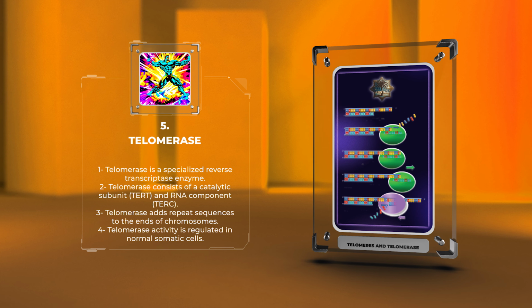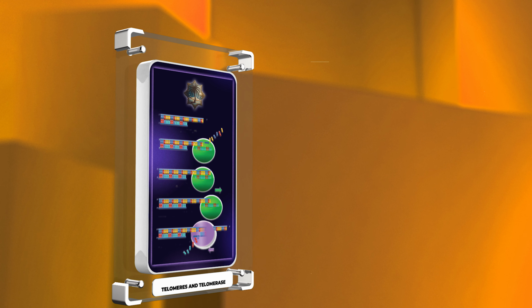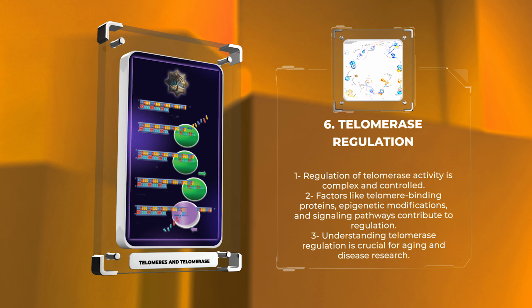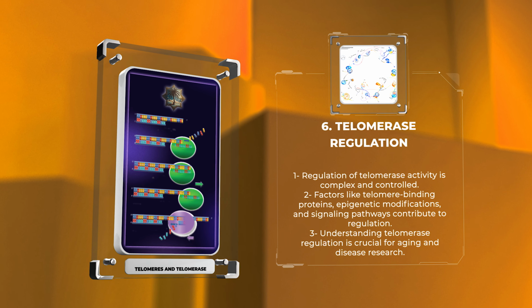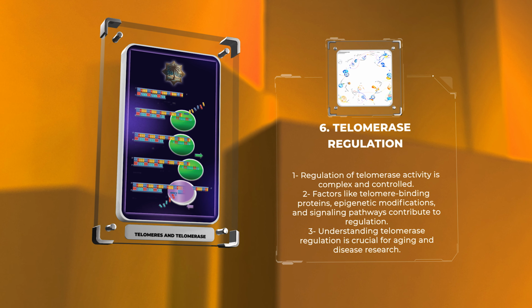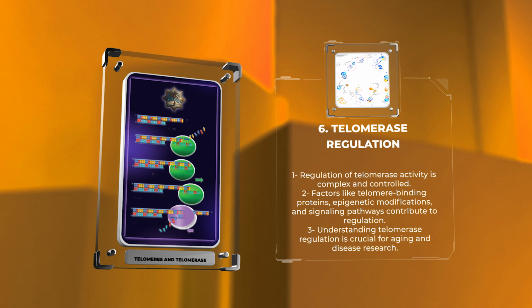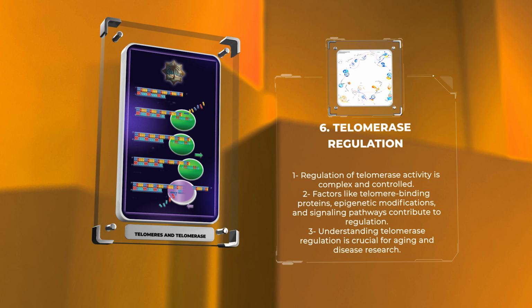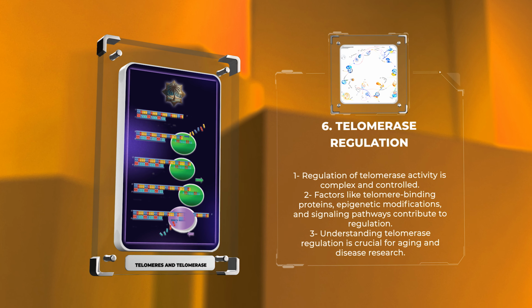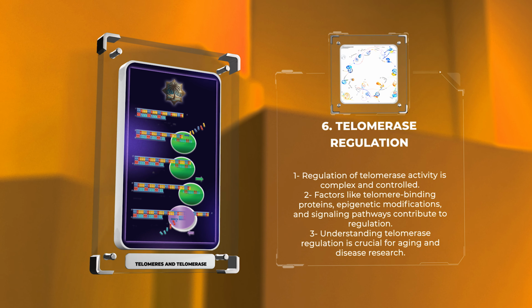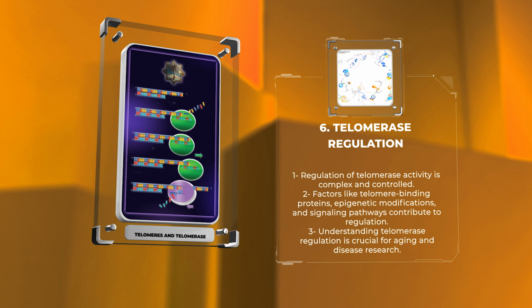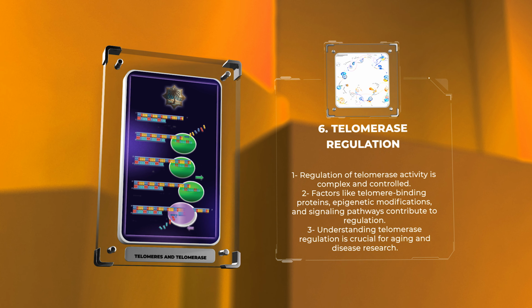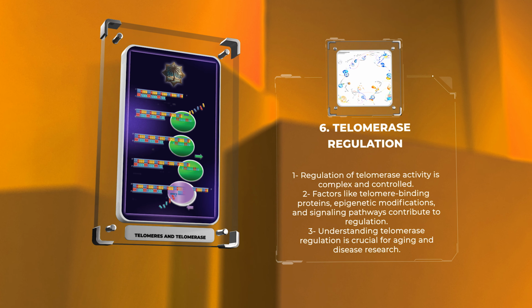cells, and cancer cells. The regulation of telomerase activity is a complex and tightly controlled process. In somatic cells, telomerase is typically silenced, leading to gradual telomere shortening and cellular senescence. Various factors, including telomere binding proteins, epigenetic modifications, and signaling pathways, contribute to the regulation of telomerase expression and activity. Understanding the mechanisms underlying telomerase regulation is crucial for elucidating its role in aging and disease, as well as for the development of potential therapeutic strategies.